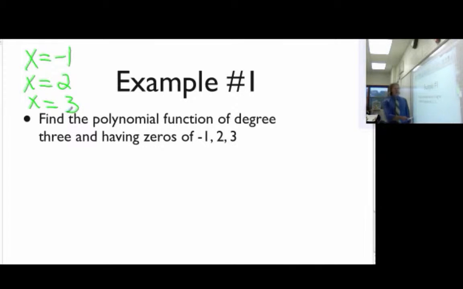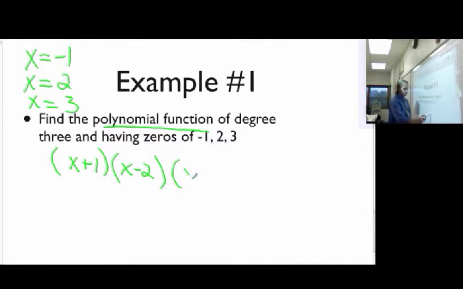Those are the zeros of the function. Now, to find the polynomial, we did this last year. All we did was set each of these equal to 0. So bring the 1 back over, and that will be x plus 1. Bring the 2 back over, and that will be x minus 2. Bring the 3 back over, x minus 3.